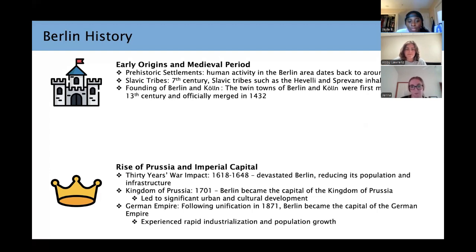Next is the rise of Prussia and imperial capital. This is where the 30 Years' War greatly devastated Berlin from 1618 to 1648. This reduced its population and infrastructure. Then in 1701, Berlin became the capital of the Kingdom of Prussia. This then led to significant urban and cultural development. Finally, was the German Empire following the unification of 1871. Berlin became the capital of the German Empire and experienced rapid industrialization and population growth.